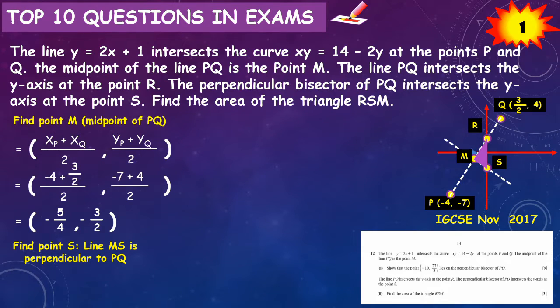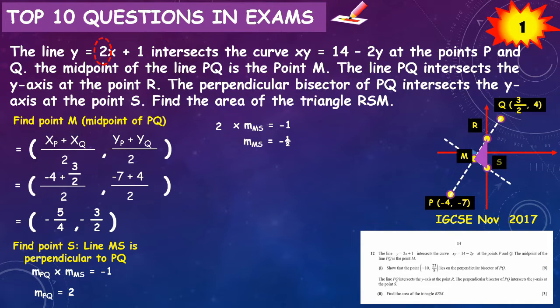Since line MS is perpendicular to PQ, we can use the gradient formula. The gradient of PQ multiplied by the gradient of MS equals negative 1. We can get the gradient of PQ directly from the equation, which is the coefficient of x, which is 2. Substituting 2 into the equation, we get the gradient of MS equals negative 1 over 2.